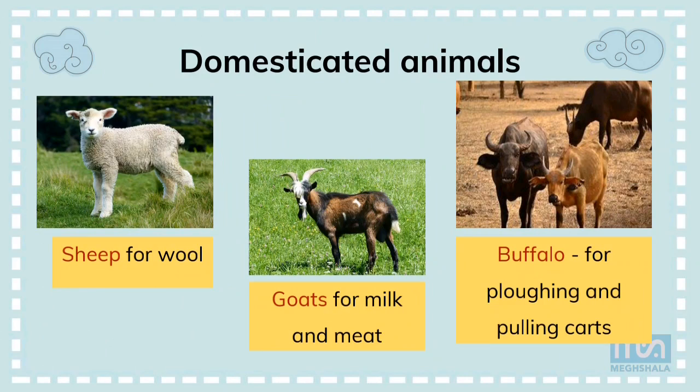Dear children, let us now look at some of the domestic animals and why they are domesticated. So sheep, very cute animal, sheep. It is domesticated for wool. And goats, they are domesticated for milk and meat. Buffalo are domesticated for plowing fields and pulling carts.